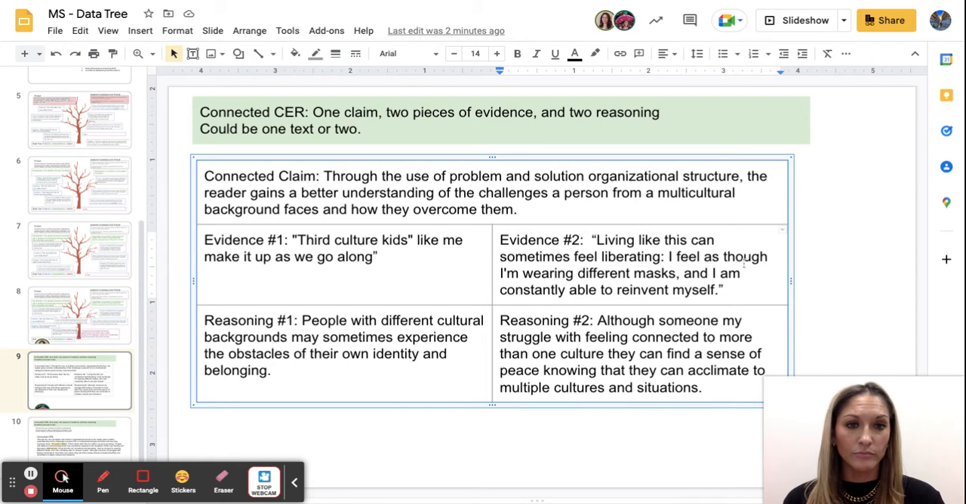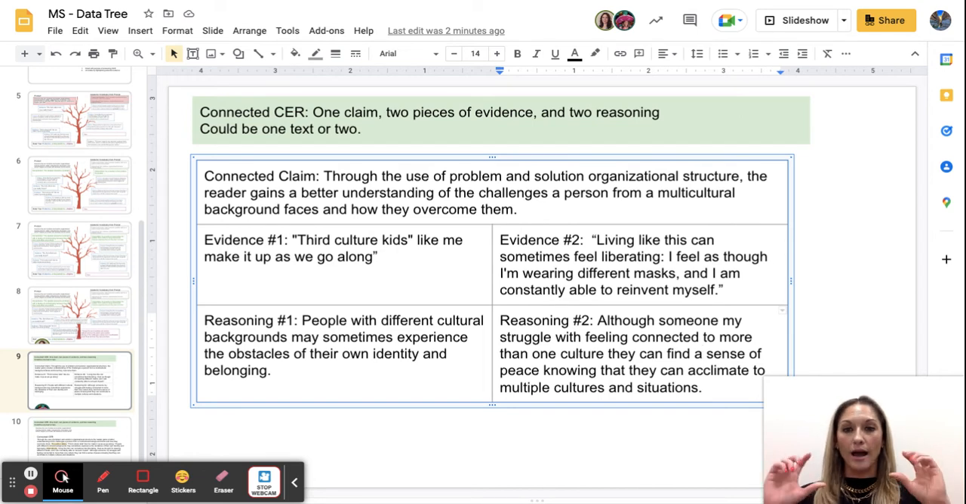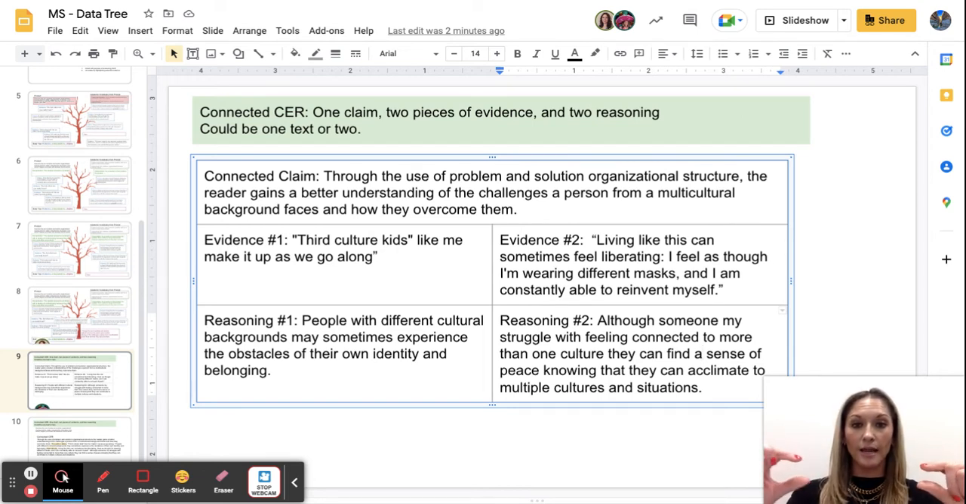And then for evidence number 2, the reasoning I wrote is, although someone may struggle with feeling connected to more than one culture, they can find a sense of peace knowing that they can acclimate to multiple cultures and situations. So I add my claim, my two pieces of text evidence that I think match that claim, and then I'm writing my own reasoning that matches that text evidence. So we have it in a frame.